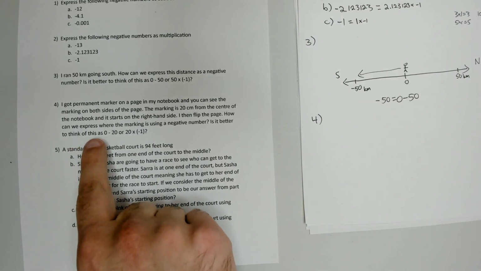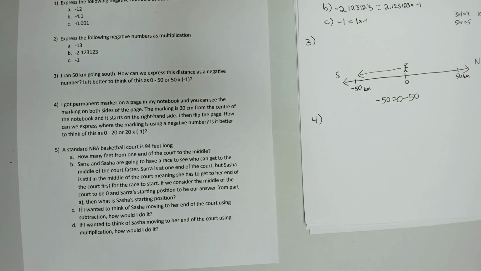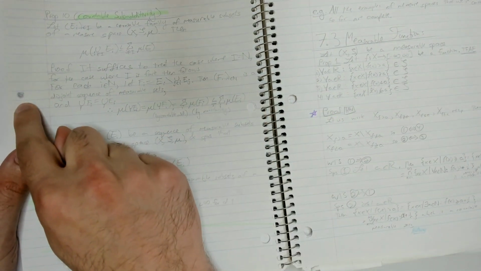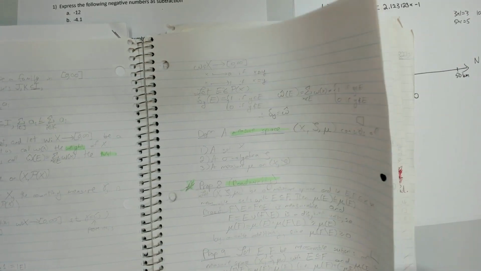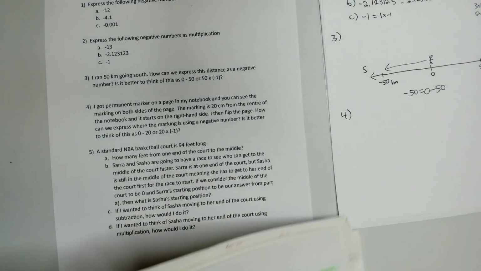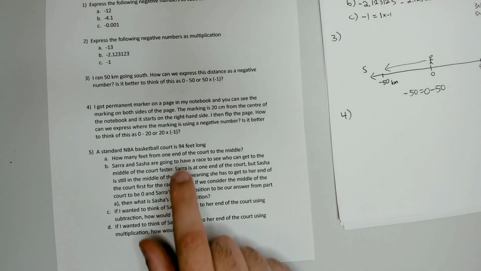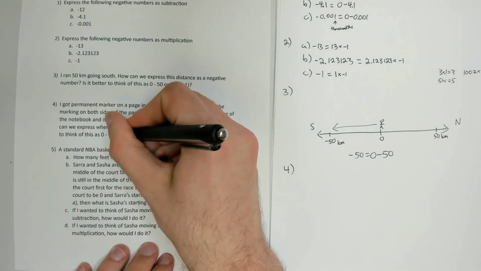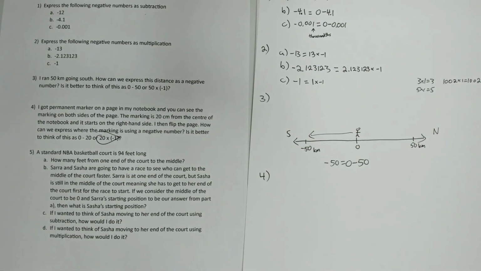is it better to think of this as 0 minus 20 or 20 times negative 1? Well, if it's 0 minus 20, we're thinking like the dot started at 0 and it moved over here. But is that what happened? No, that's not what happened. What really happened is that the dot was over here and we flipped it over. So what models this flipping action better? Subtraction or multiplication by negative 1? Multiplication by negative 1. So if we look at this question, is it better to think of the negative 20 in this case as being 0 minus 20 or 20 times negative 1? It's going to have to be 20 times negative 1 because we were flipping it back and forth.